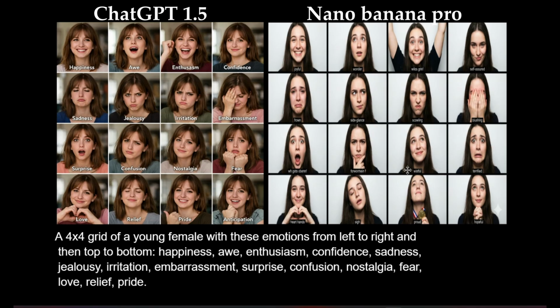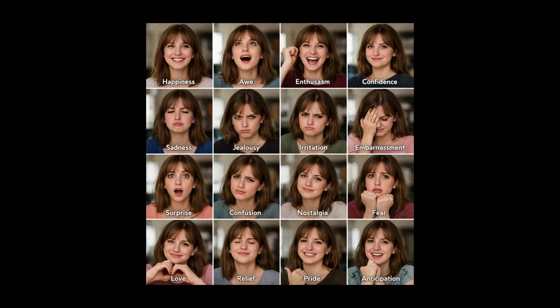And then for the second row, this looks pretty good. For the third row, nostalgia looks kind of strange. And then for the last row, pride and anticipation also look kind of strange. Winner, GPT Image 1.5. Test 3.